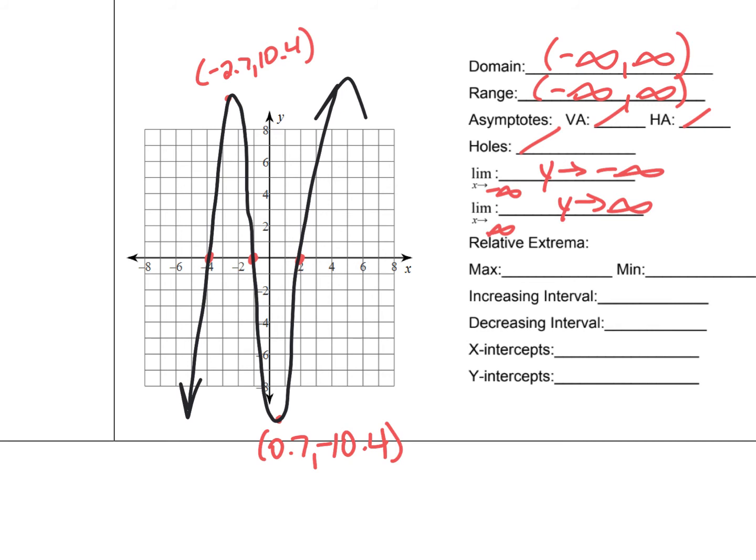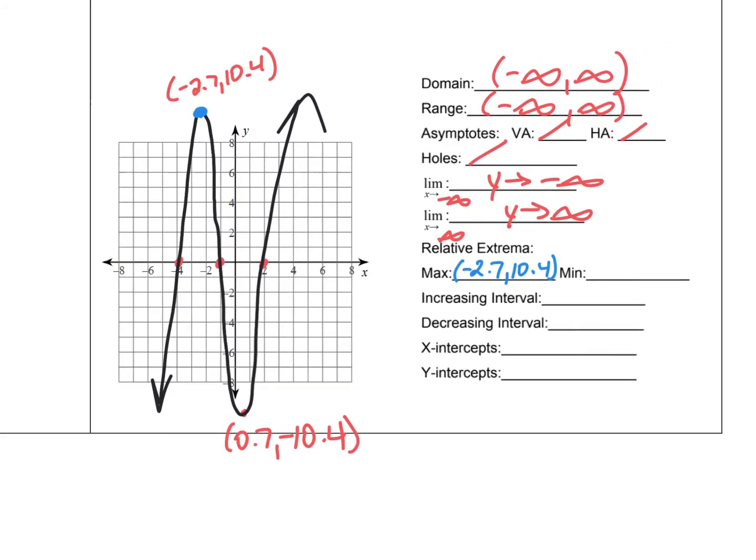It's got to be an actual point. It's got to be a point where we change direction. Are we all clear on that? So would you agree that right here, we are changing direction? And that would be the top or the bottom of a hill? That'd be a max, right? So that's just going to be the point. Negative 2.7, comma 10.4.